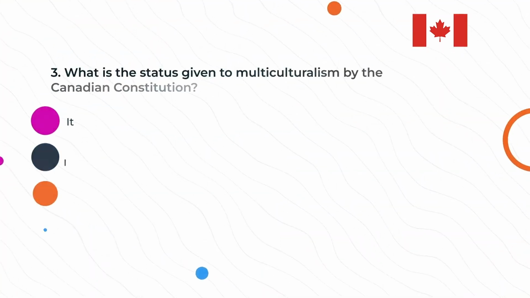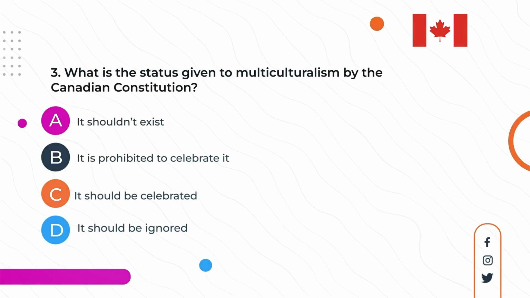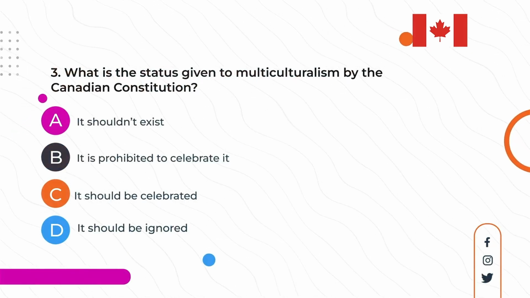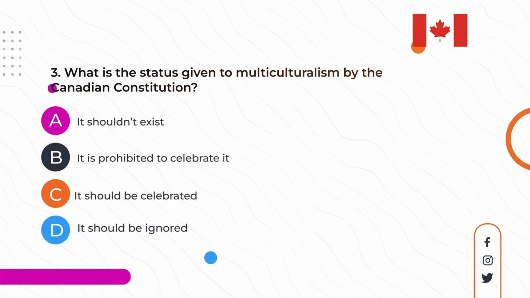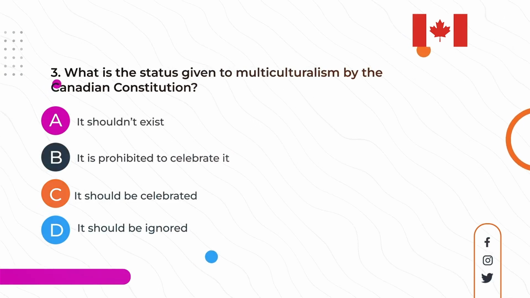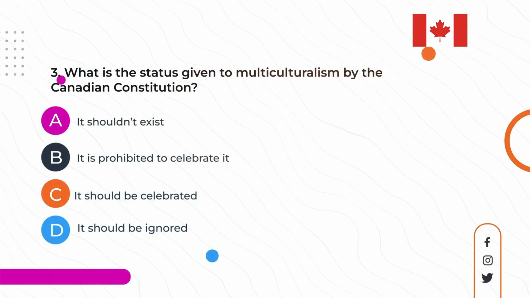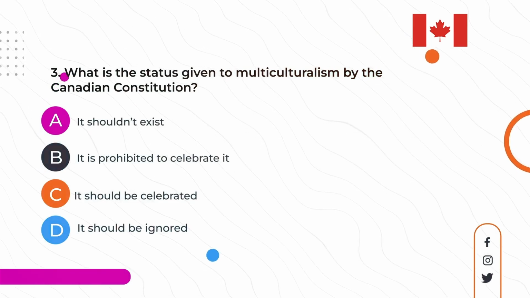Number 3. What's the status given to multiculturalism by the Canadian Constitution? A. It shouldn't exist. B. It's prohibited to celebrate it. C. It should be celebrated. D. It should be ignored.